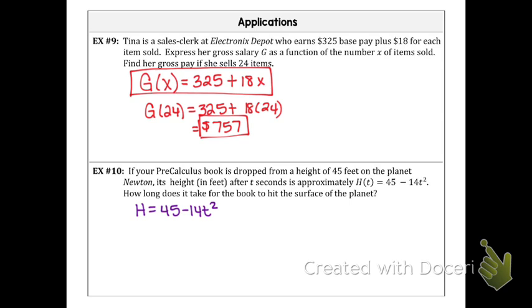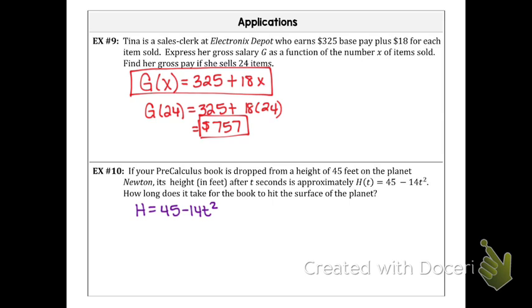Make sure you know what your variables represent. H is the height in feet. T is the time in seconds. And it wants to know how long, so that means we're looking for t, so I need to know what is h. Make sure you read the rest of the question, though, because it does talk about that the pre-cal book's being dropped from a height of 45 feet.